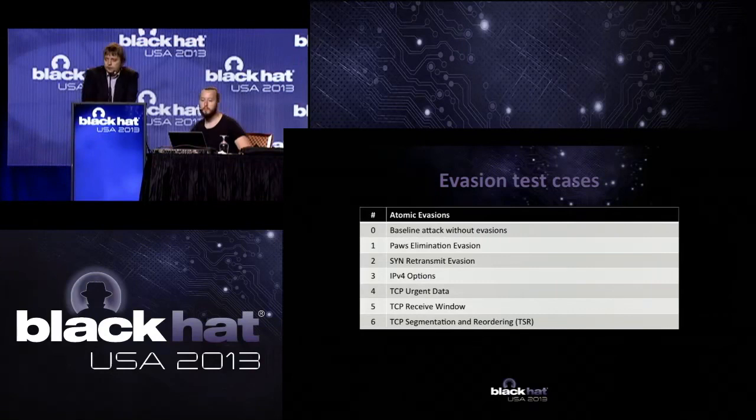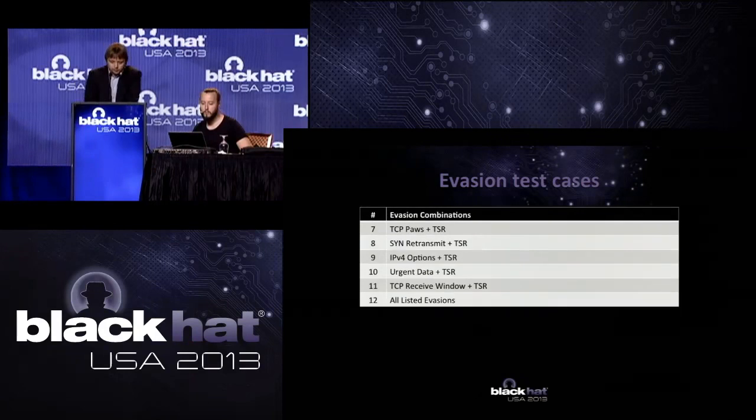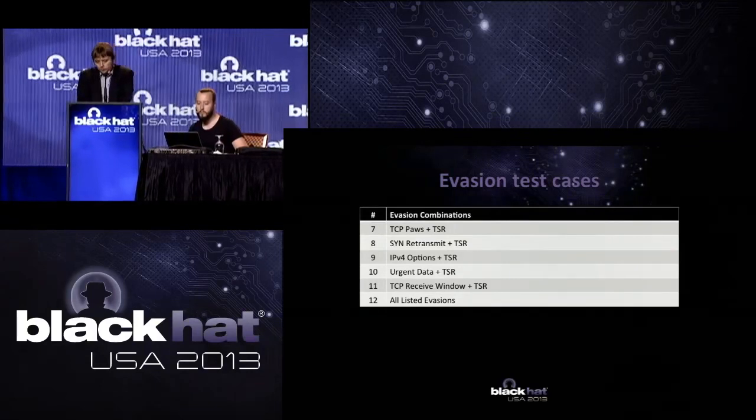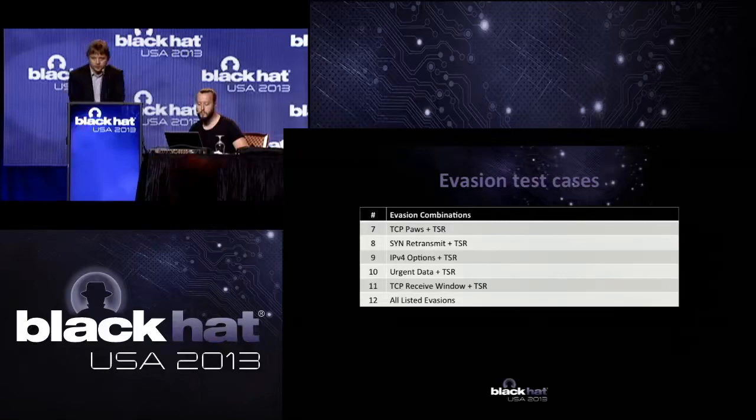So these are the evasion test cases. We tried just the baseline attack without evasion to make sure that the devices are able to detect and block the attack. And then we tried the above elimination evasion, then TCP retransmit, then IPv4 options, urgent data, TCP receive windows, and TCP segmentation and reordering. And then we started to do some combinations. We used the same evasions again, but also used small TCP segmentation and reordering, so it's a combination of multiple evasion techniques. And then we also did these stages, where we changed the evasions at different stages of the attack.